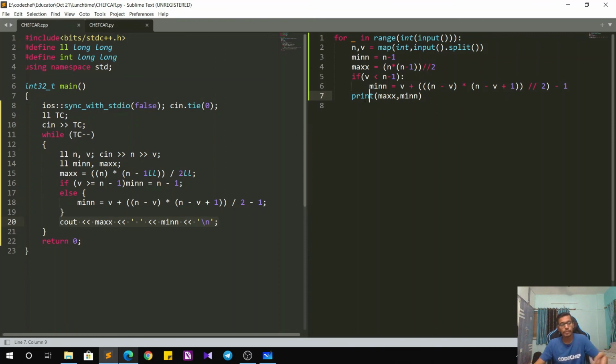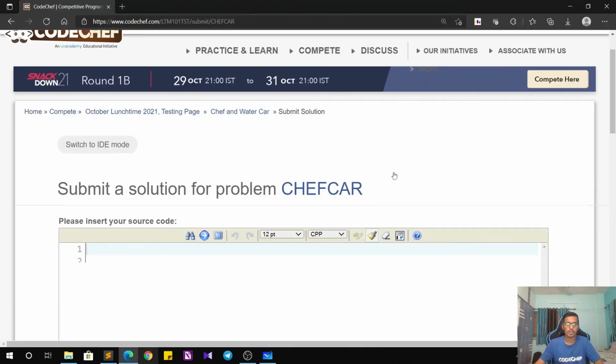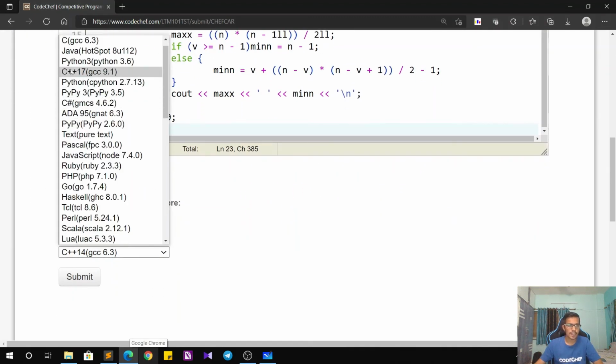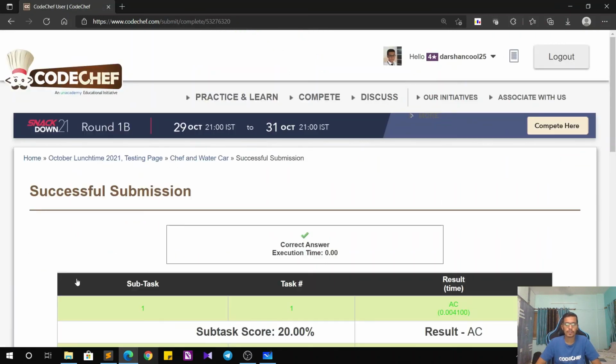So let's now submit the solution on CodeChef and let's hope for a quick AC. So let's just paste our solution, change the language and submit. Great. So our solution works.